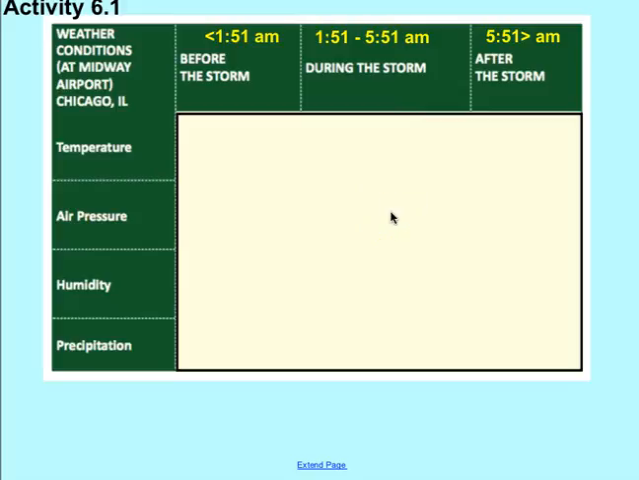If you go back to the procedures, it says with your group, use the data on the pages after the map to complete the chart. Be sure to record any changes that occur or patterns that you observe. So what changes do you see? What happened from before to during? Do you notice any patterns between the temperature, the air pressure, the humidity, the precipitation? Do you notice any patterns before, during, and after?